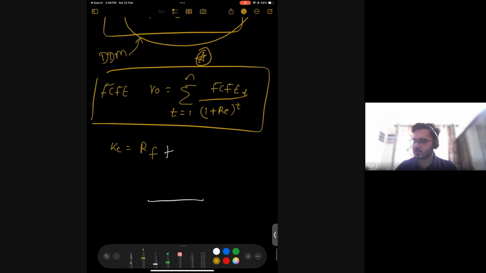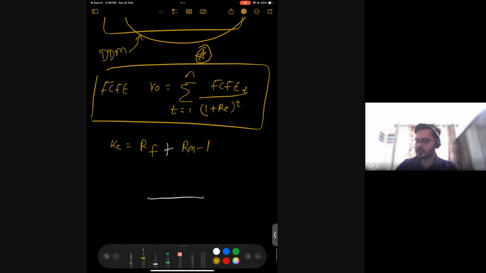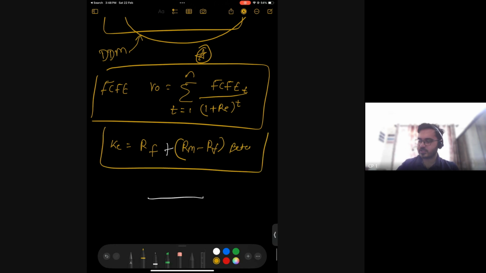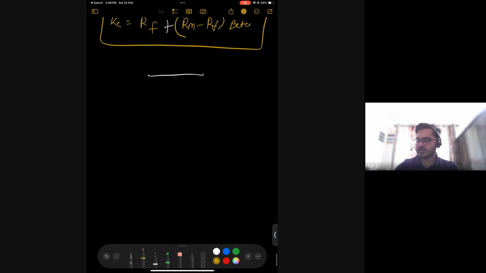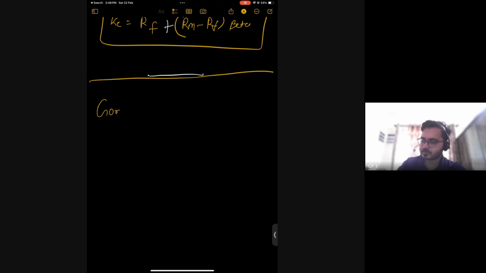Yeah. So you have RF plus RM minus RF multiplied by beta. Just ensure that you keep these two formulas aligned. Follow it up with, let's just say, the last one, and maybe we'll do a question on this as well. The final one is called the Gordon growth model.